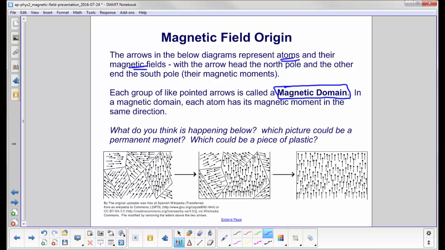What do you think's happening below? Which picture could be a permanent magnet? Which could be a piece of plastic? See how we're moving from this over to here, and it looks like a couple of these magnetic domains all lined up. They join together, and then over here they're all pointing in the same direction. So think about that for a sec before you go to the next page.